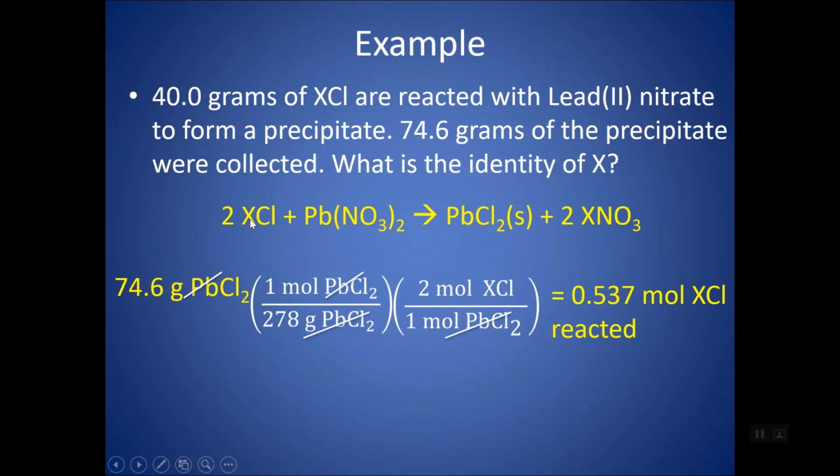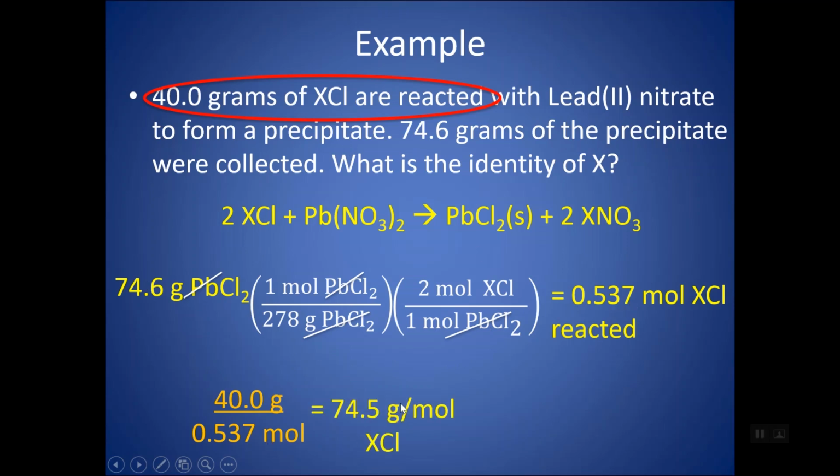Now, what's great is that I have the grams of XCl that I already weighed out. As long as that XCl is the limiting reactant and it all got turned into the PbCl2 and all got used up, then that 0.537 moles of XCl and the 40 grams of XCl are equivalent. They are the same value, just different units. And when you have grams and moles of the same quantity of the same thing, we can calculate the molar mass, because if we divide grams by moles, then we will have units of grams per mole, which is the unit of molar mass. We just had to make sure that XCl was limiting and not in excess.